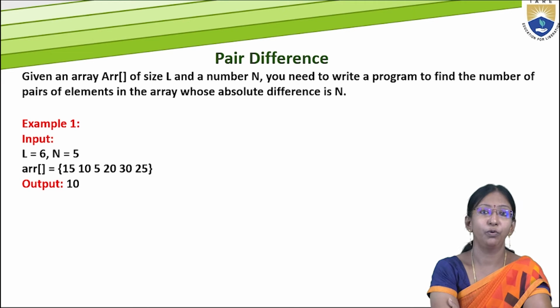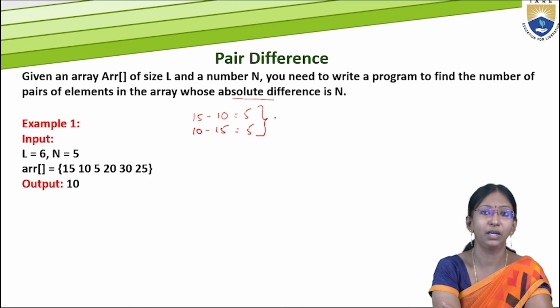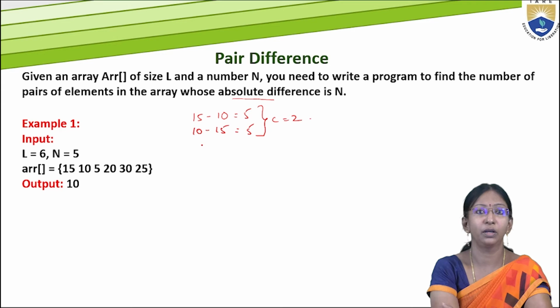So what can be the possible output? 15 minus 10, right? So 15 minus 10 will lead to 5. That is one answer. As they're talking about absolute difference, even 10 minus 15 will also give you a result. Both are valid ones. Both are going to contribute to the count and the count will be 2. This is just one pair I'm talking about.